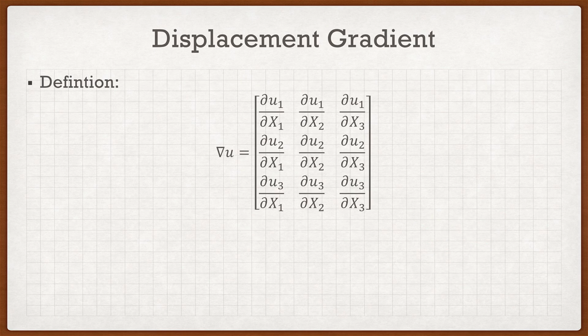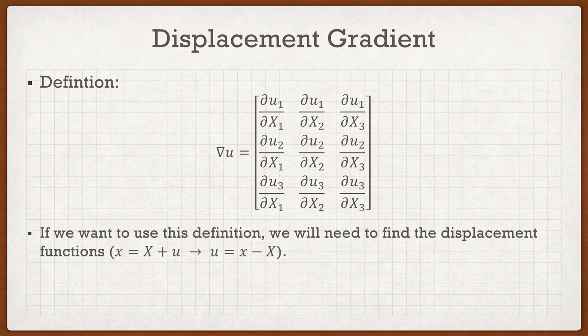But then part B says, okay, what is the displacement gradient, nabla U? And if we look at the definition, nabla U has the exact same formulation as F. The only difference is we're using U1, U2, and U3 rather than x1, x2, and x3. So you're saying, okay, well, I don't have U1. What do I do? Well, we remember that we can actually determine U if we're given x. So if we want to, we can use the relationship x is equal to big X plus U to determine U.